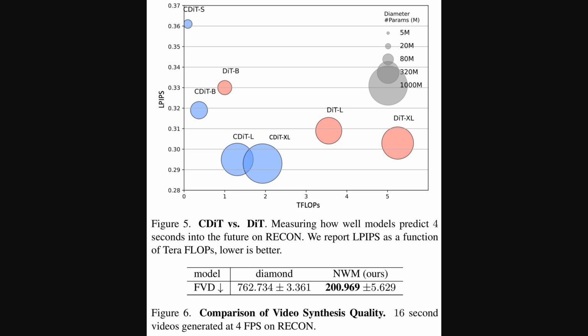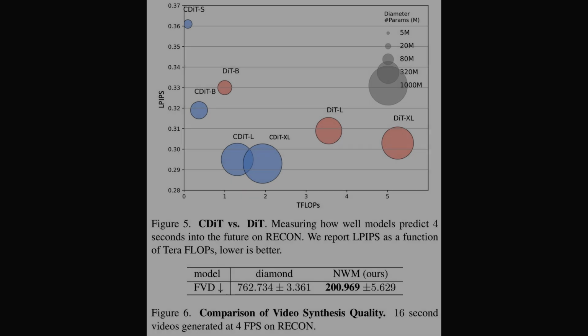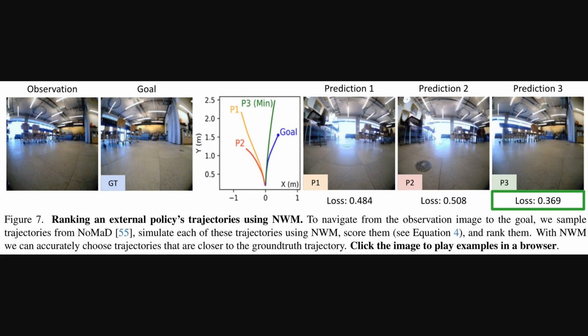Then, Figure 6, the table below, compares video synthesis quality using Fréchet video distance, or FVD, a metric for video realism where lower is better. The Navigation World Model shows a dramatically better Fréchet video distance than the Diamond method, highlighting its superior video generation. Okay, so after seeing the Navigation World Model's strong video synthesis in Figure 6, Figure 7 demonstrates a really practical application of its predictive abilities.